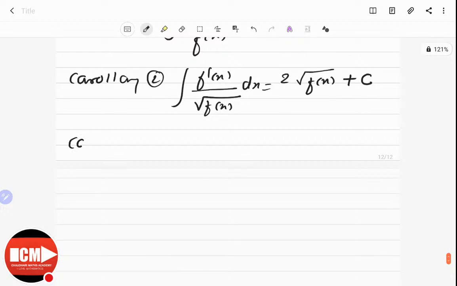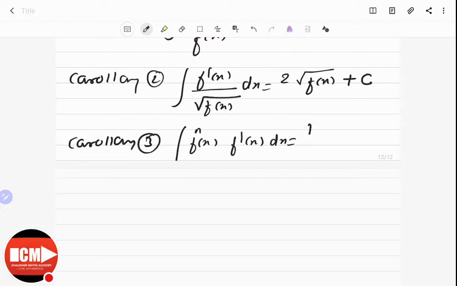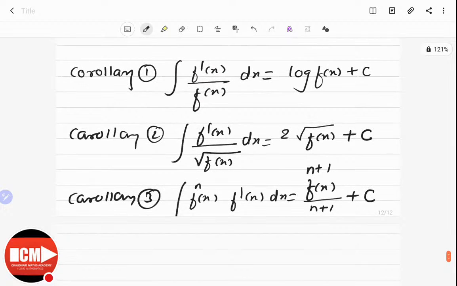Then corollary number 3 was integration of f of x raised to n into f dash of x with respect to x. Answer was f of x raised to n plus 1 divided by n plus 1 plus c. Observe this. These are the 3 corollaries that we covered.